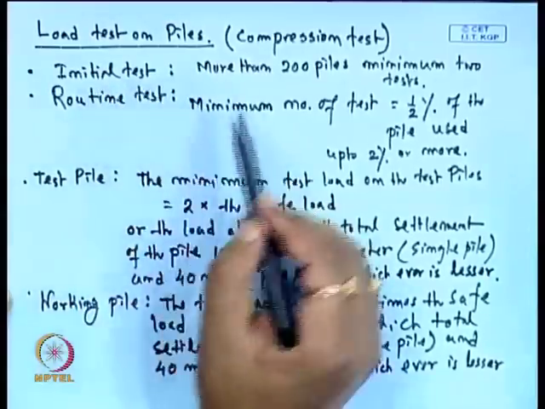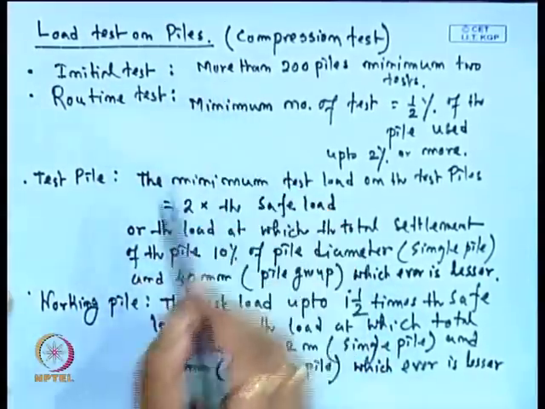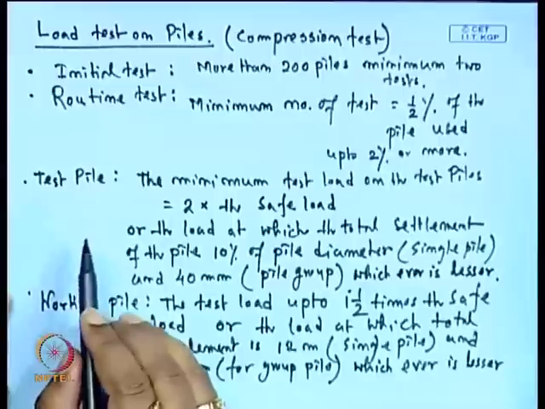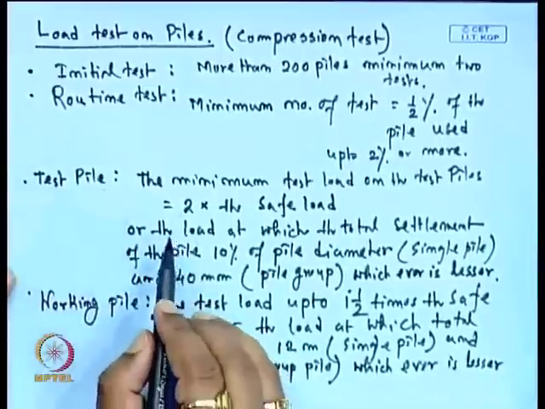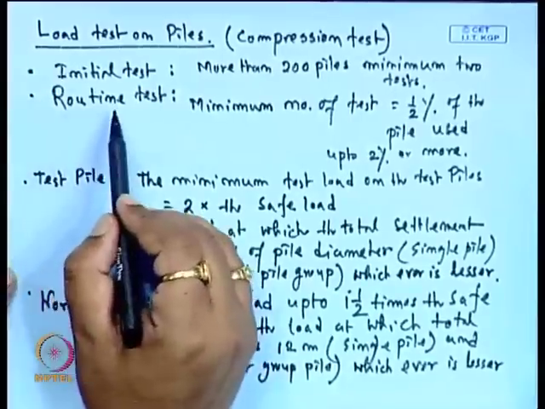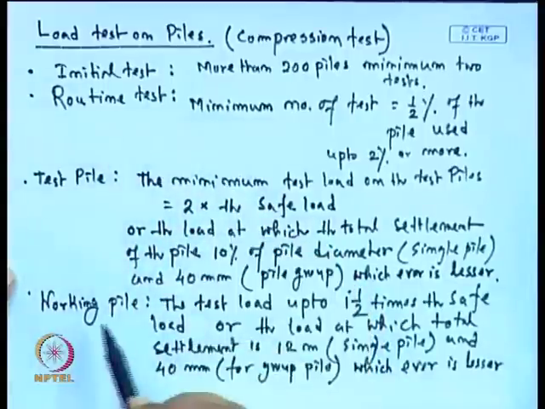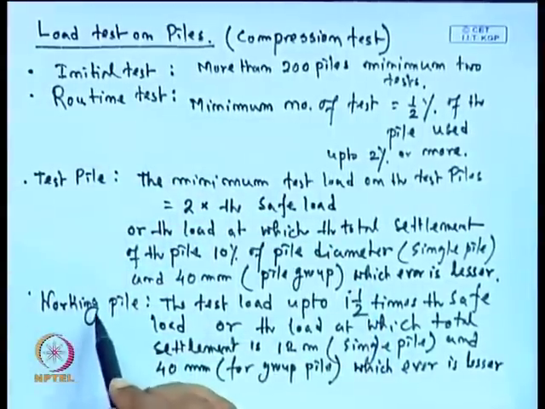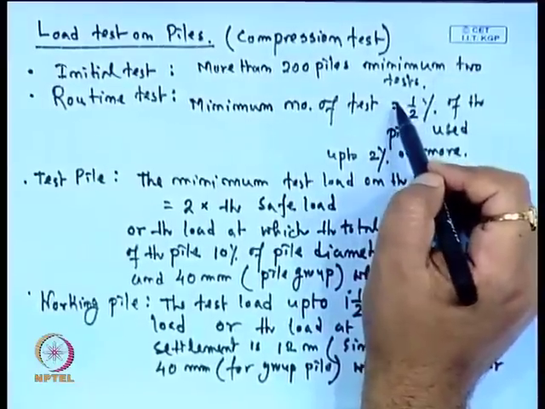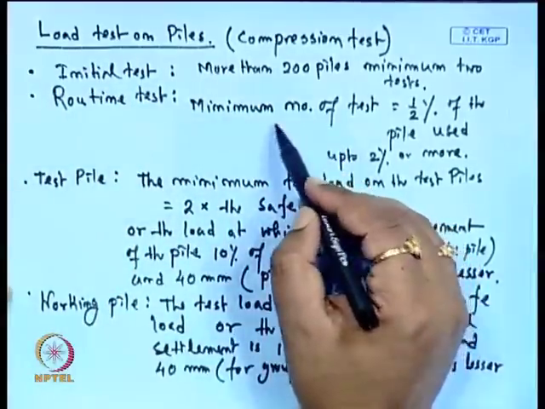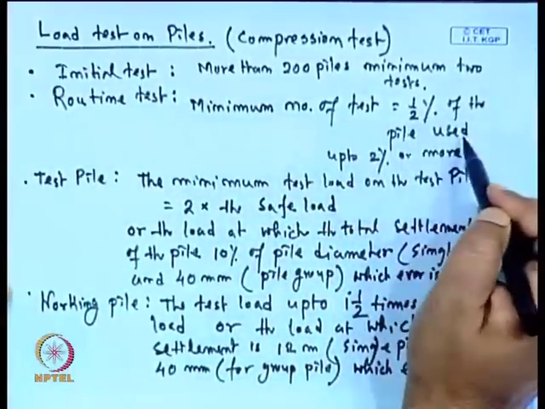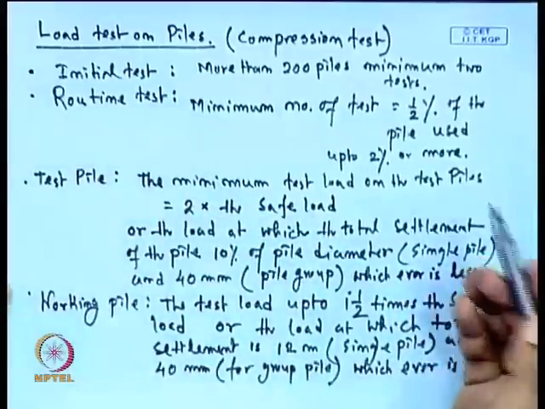That means the initial test is conducted on the test pile. The test piles are piles constructed for testing purposes, and they will not take the load which is coming from the superstructure. And the routine test is conducted on the working pile. Now, these working piles are the piles which will take the load coming from the superstructure. For more than 200 piles, a minimum of 2 test piles are required for the initial test. And the minimum number of routine tests is 0.5% of the piles used, or 2% and more.